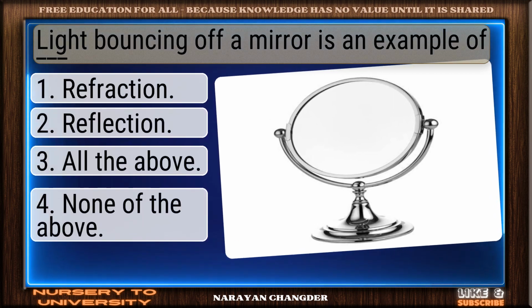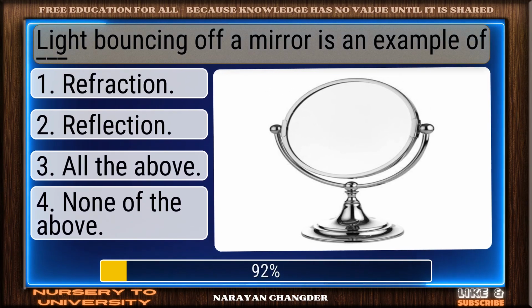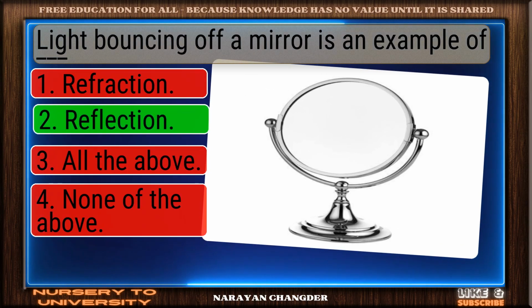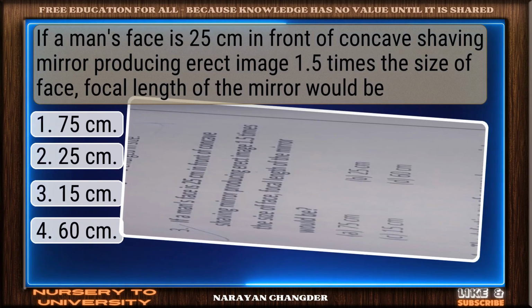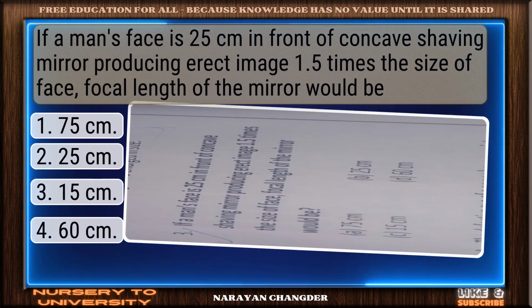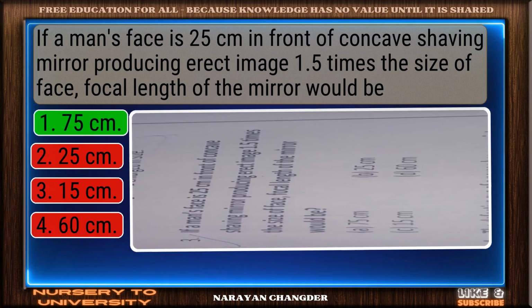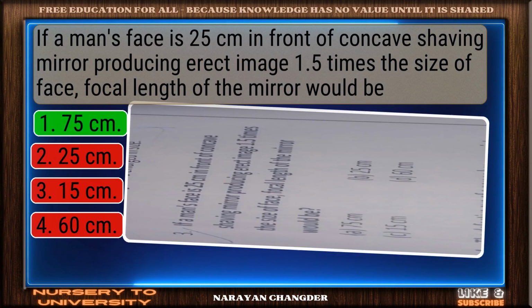Light bouncing off a mirror is an example of dash. Well reasoned. Reflection is the correct choice. If a man's face is 25 cm in front of concave shaving mirror producing erect image 1.5 times the size of face, focal length of the mirror would be... Correct response. 75 cm is the most accurate answer.